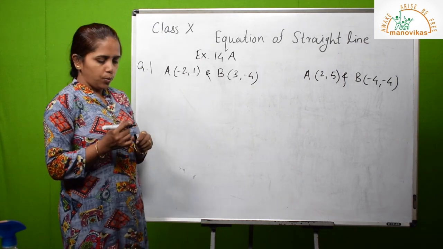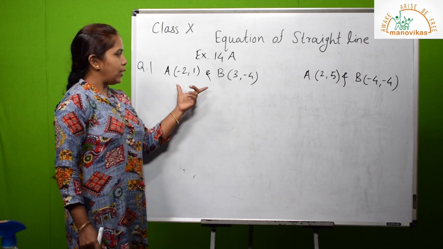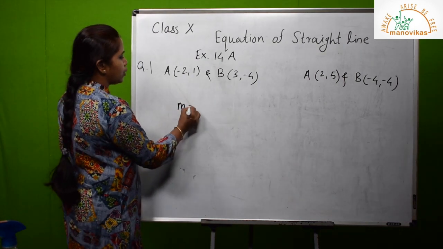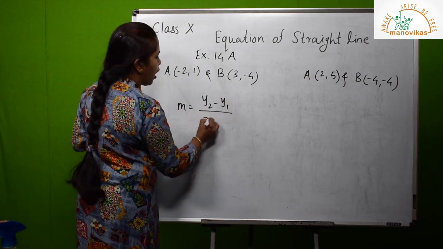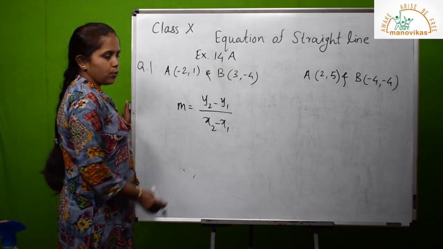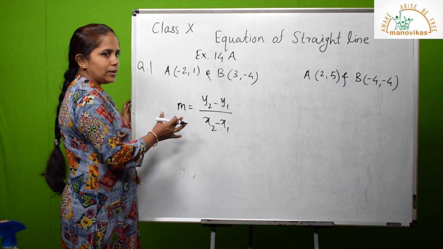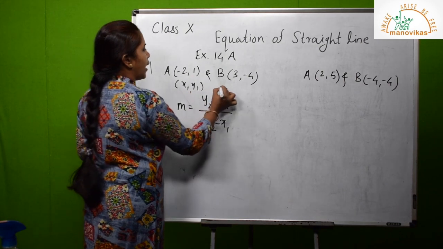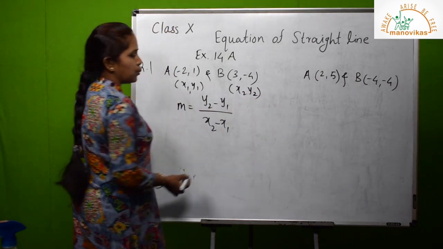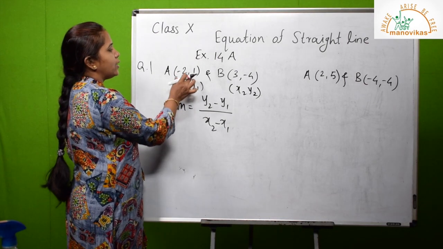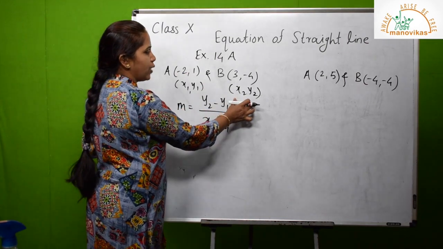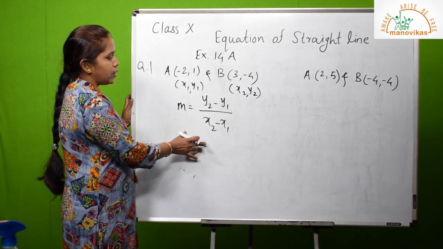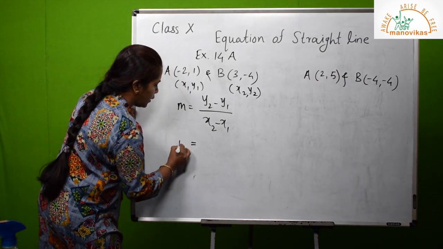Now for the slope of the line passing through the 2 points, we have the formula, that is m is equal to y2 minus y1 upon x2 minus x1. What is x1 y1, x2 y2? These are the coordinates of the points. So suppose A is x1 y1 and B is x2 y2 point. According to that, x1 y1 is nothing but minus 2, 1 and x2 y2 value is 3, minus 4. Now use this formula, in this substitute the values. So you will get the slope value.